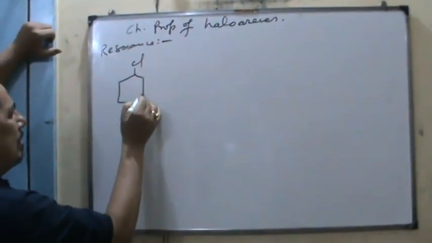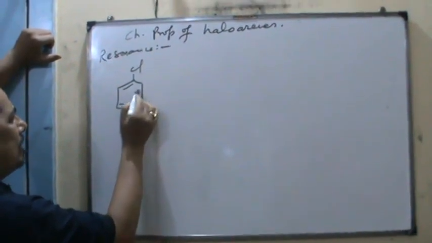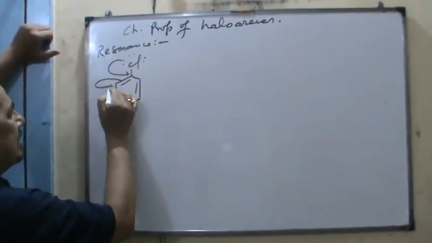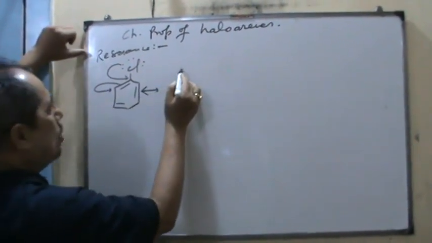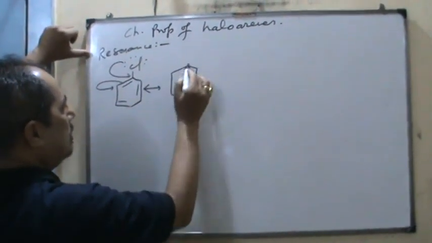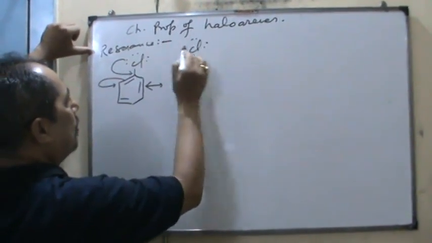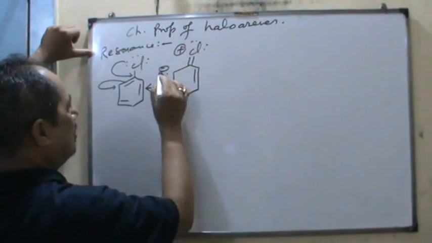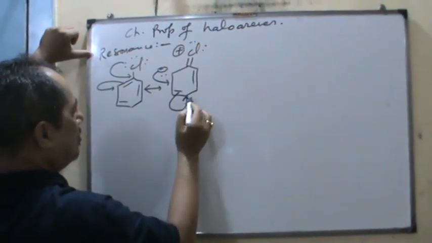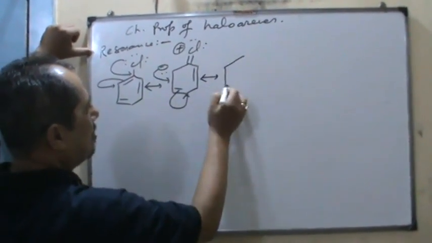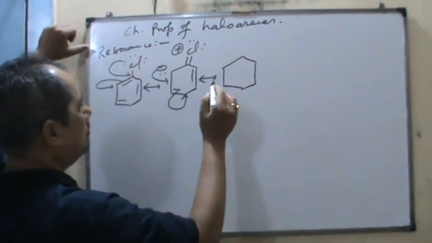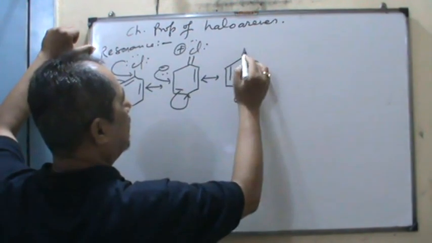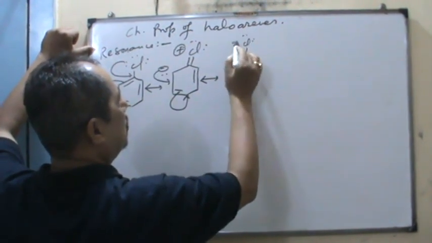Chlorobenzene shows the positive mesomeric effect because the lone pair is being withdrawn inside the benzene ring. Delocalization of pi bond takes place, and what it is, the negative 1, 2, 3 and positive.